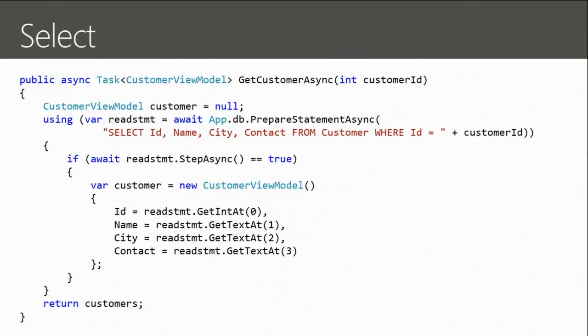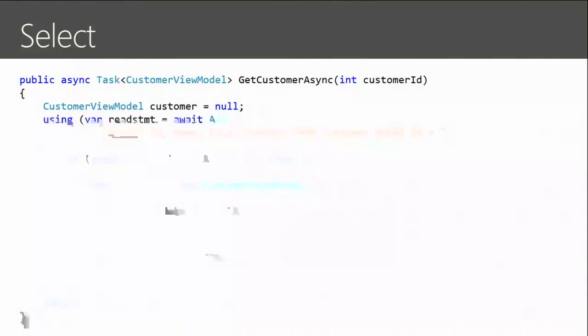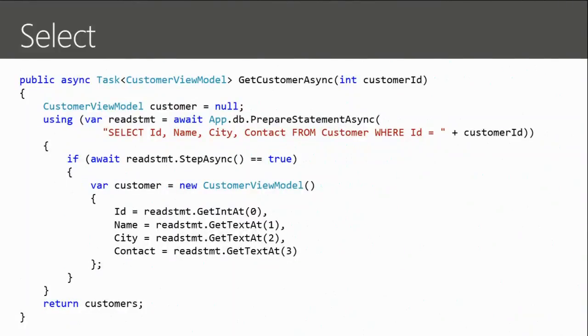We then need to extract the values from that row set. So you can use get int at, get text at, get int64 at. There's different flavors of it for the different types. And you give it the column position: 0, 1, 2, and 3. This is the way that the C++ API works. So you get the values out and plug them into your in-memory object.